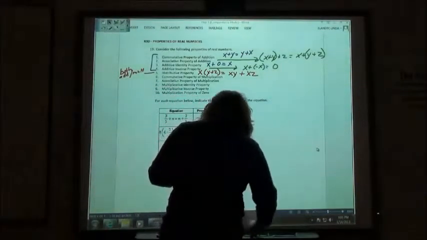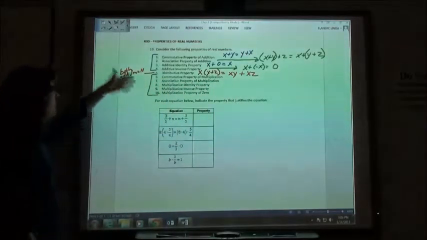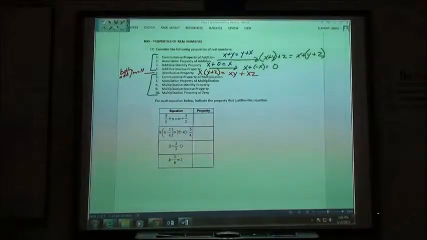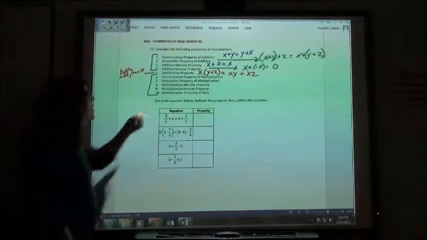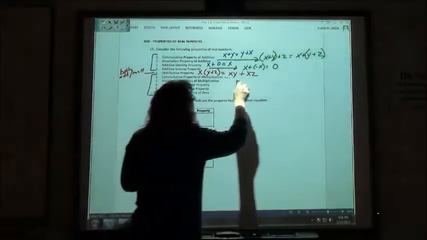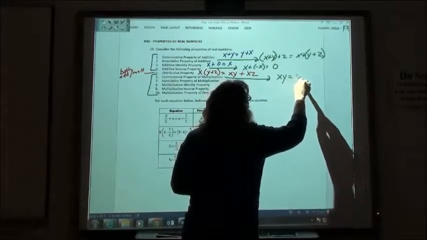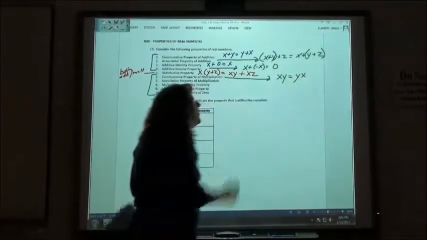The last properties are your multiplication properties. Some of them are very similar to what we already had. We have the commutative property of multiplication. On our commutative property, we just changed the order. So if I'm multiplying, I'm going to say x times y equals y times x, and I'm just going to flip them around.